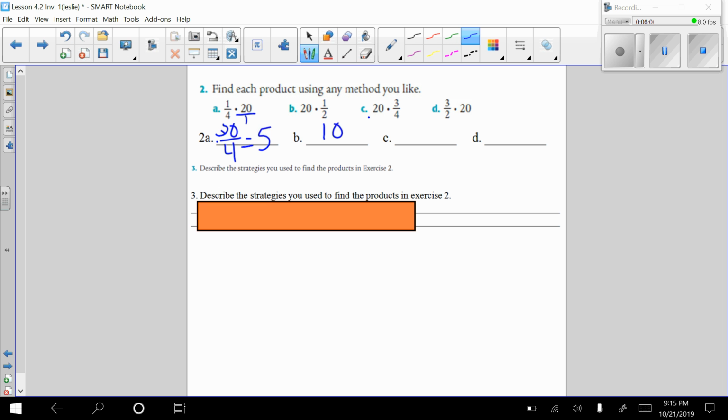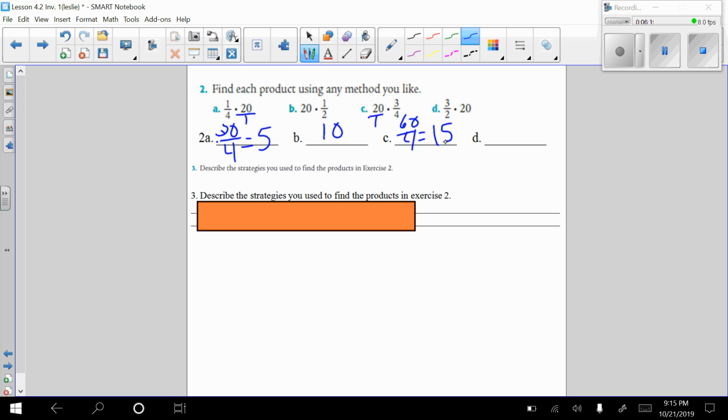Again, we can go ahead and put the whole number over 1 and multiply this out. So this would come up with 60 over 4. Well, what is 60 divided by 4? Or how many groups of 4 can you take out of 60? The answer is 15. And the last one for D is 3 over 2 times 20.